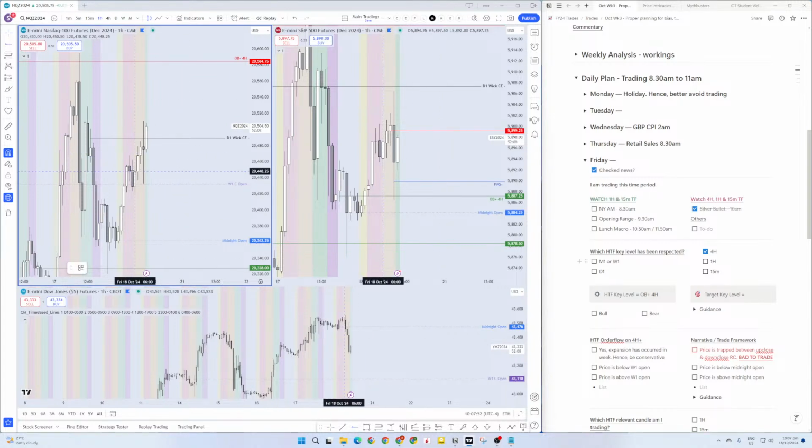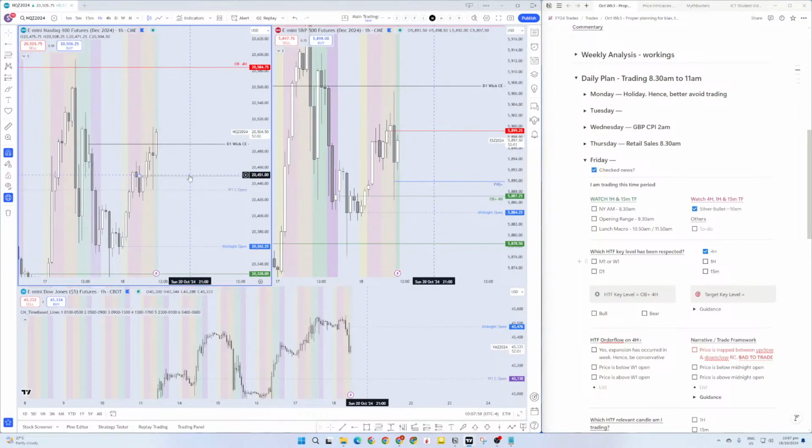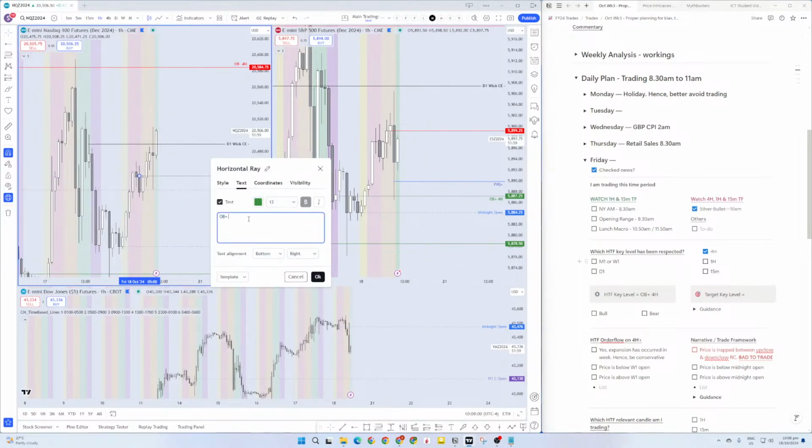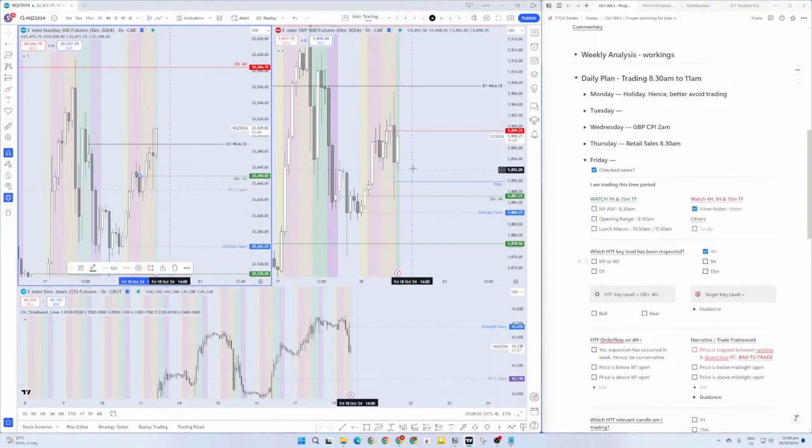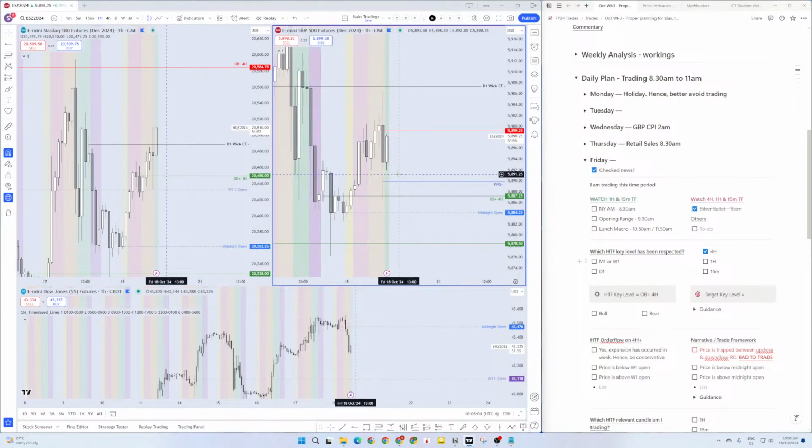Okay, so let me just draw out levels that I think are useful. Okay, so here is a 1 hour, like I said, and the other one is a 4 hour. Okay, one thing to take note, today is a Friday. Friday, don't expect too much.